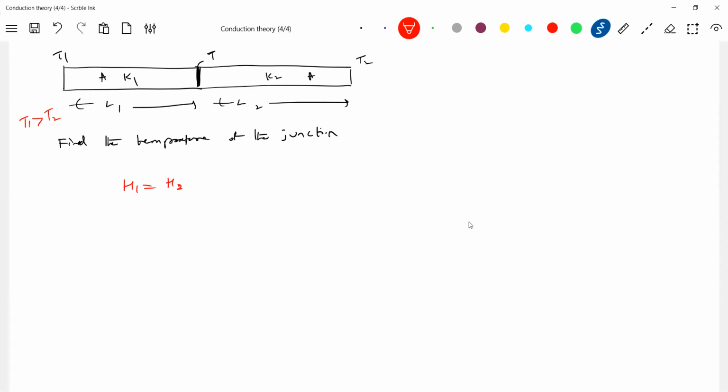Therefore, the heat current across the first rod is equal to the heat current across the second rod. So how do you define heat current? Temperature difference by thermal resistance. Further, T1 minus T. Okay, this will be T1 R2 minus T R2 equals T R1 minus T2 R1.